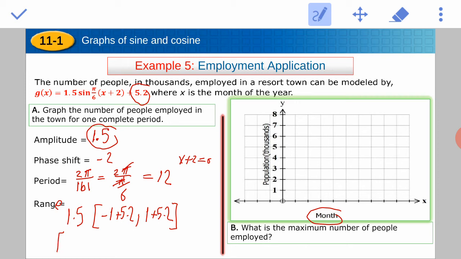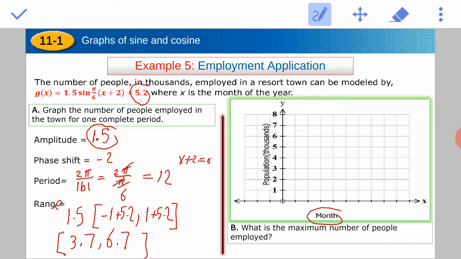Guys, now we can get the range of that function. If you calculate that, -1 multiplied by 1.5 plus 5.2, and 1 multiplied by 1.5 plus 5.2, that's going to be 3.7 and 6.7. Remember, guys, when you graph this function, you need to start with the midline.